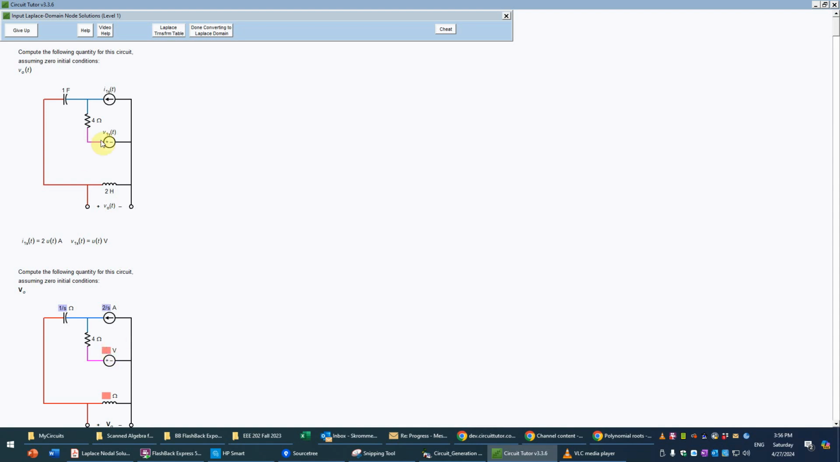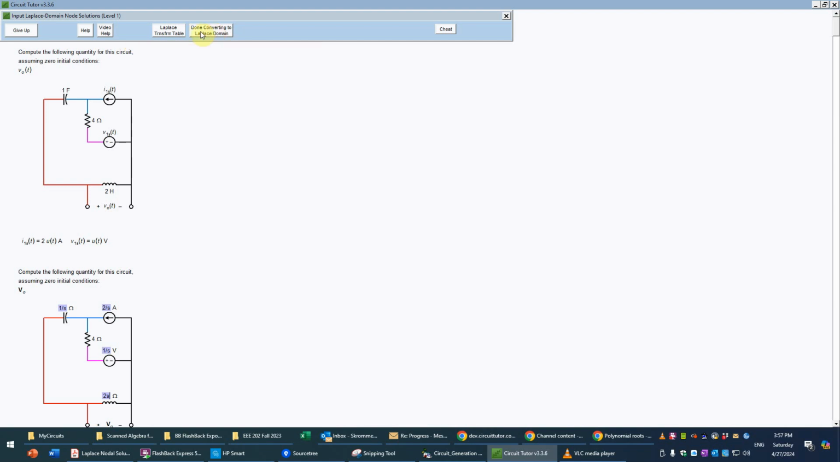And then for the voltage source, that's V1S of t, so that's U of t, and I'm sorry, actually, yeah, 2 over S, and this is 1 over S. And then the inductive impedance, just 2 times S. And we've entered that now, so now we click on Done Converting to check that.